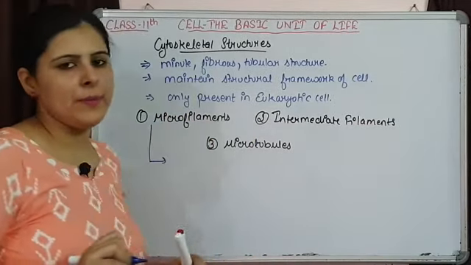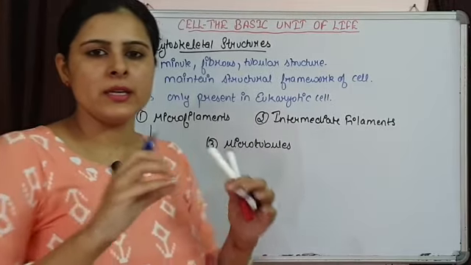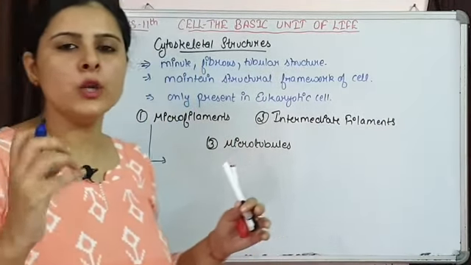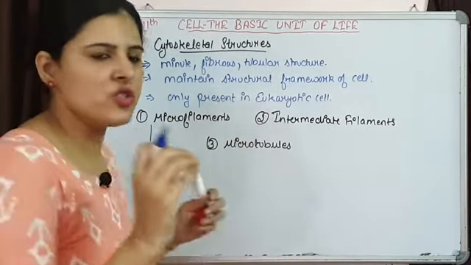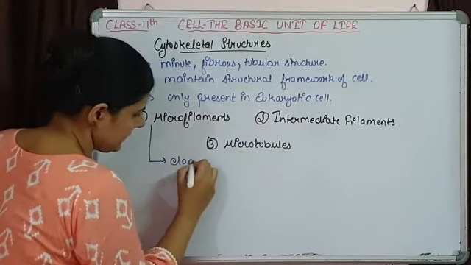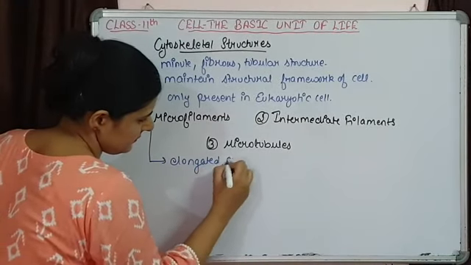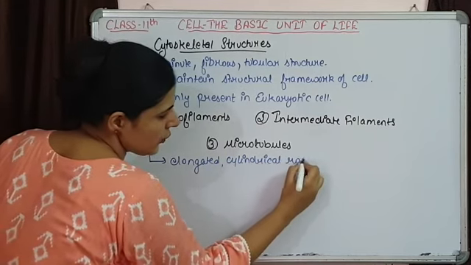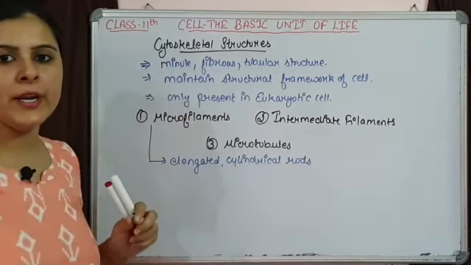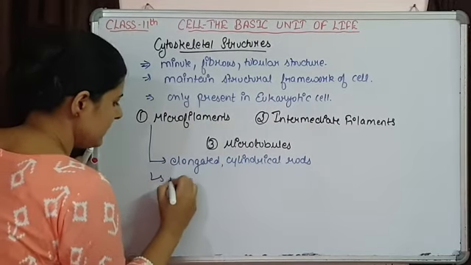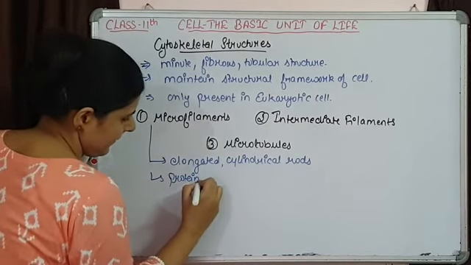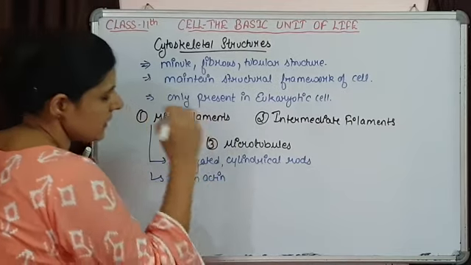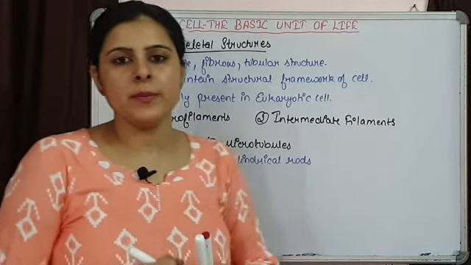Now microfilaments, these are going to be like elongated cylindrical rods. So they are solid structures, elongated cylindrical rods, and they are made up of protein actin. किससे मिलके बने होते हैं? एक्टिन प्रोटीन से मिलके बने होते हैं.